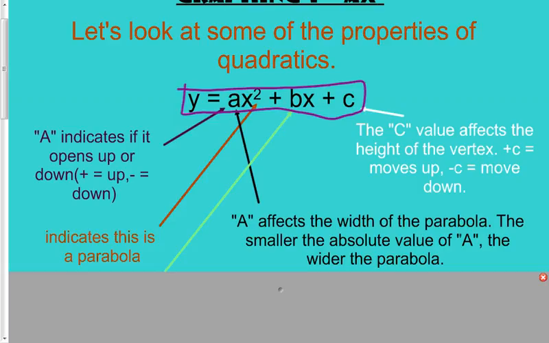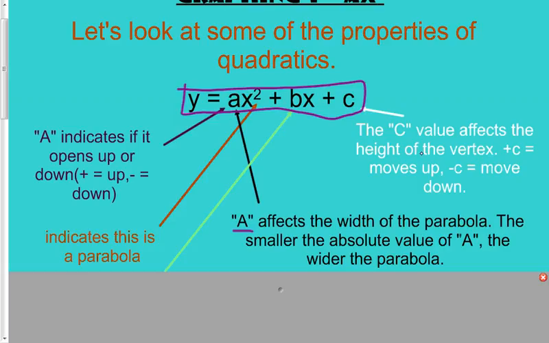And then also A affects the width of the parabola. The smaller the absolute value, meaning like if it's less than 1 or less than -1, or closer to 0, it's going to be a wider parabola. The bigger the A value means the faster it's going to go upwards, so it's going to be narrower. So the A value affects a couple things. The x squared value is what indicates that it is going to be a parabola.